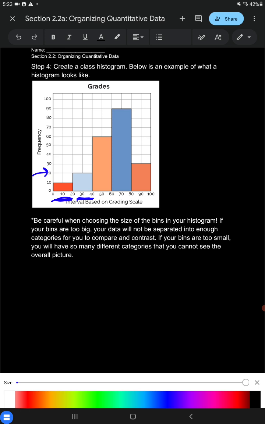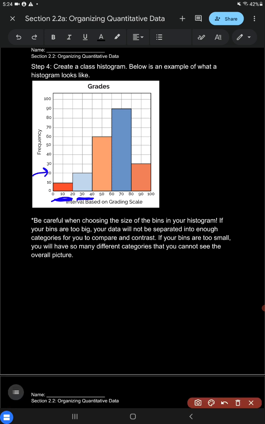The bottom of the bar gives you an idea of how wide each category is. Okay? And we want to be careful when we choose the size of our bins when we make a histogram. If you make your bins too big, your data is not going to be separated enough for you to really get a picture of what's happening. So for example, if I have a quiz and my possible scores are from 0 to 100, and I say, you know what? I'm going to split my bins into two groups of 50. Well, the problem with that is that's an awfully big range.